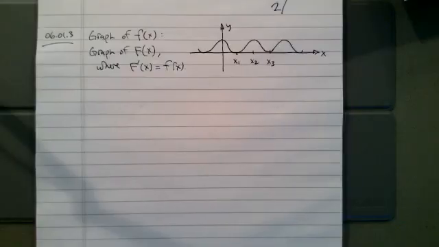On problem three, we're given the graph of f of x, and we're asked to find out, of a selection of graphs, what the graph of capital F of x will look like, the antiderivative should look like.